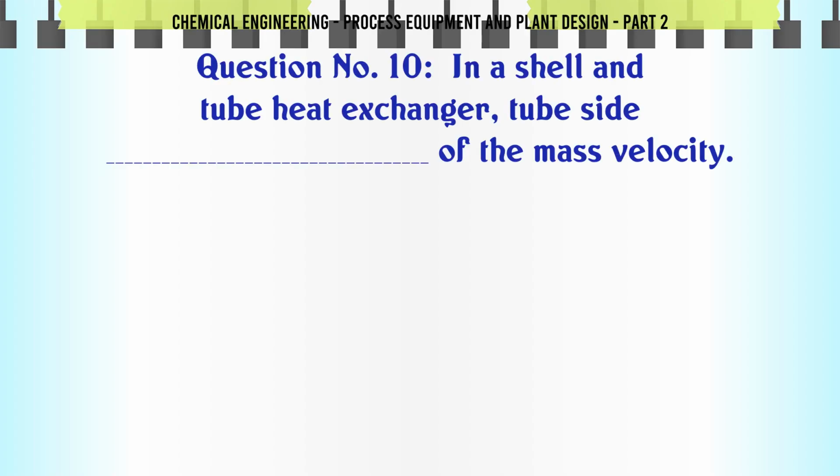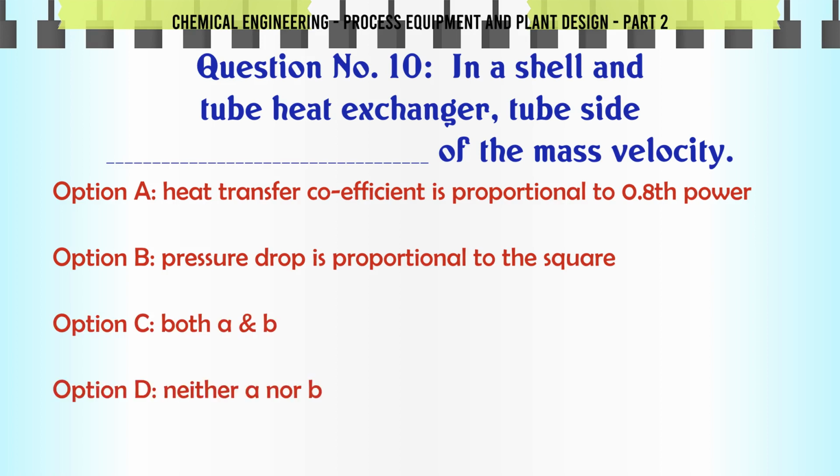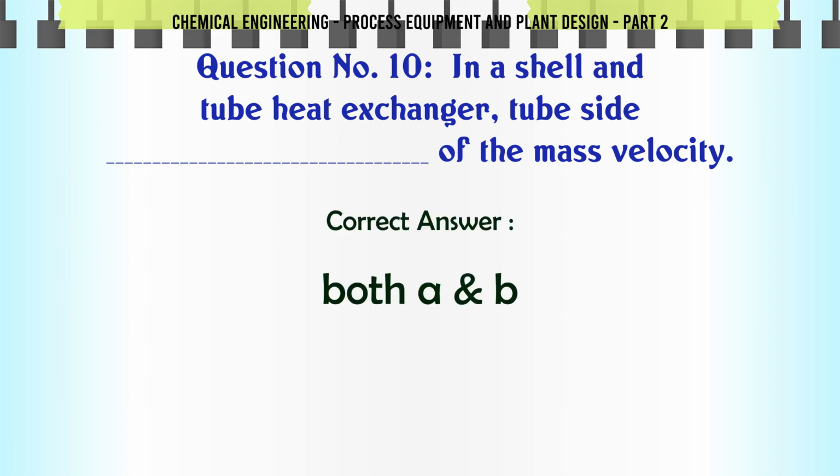In a shell and tube heat exchanger, tube side of the mass velocity: A. heat transfer coefficient is proportional to its 0.8 power, B. pressure drop is proportional to its square, C. both A, B, D. neither A nor B. The correct answer is both A, B.